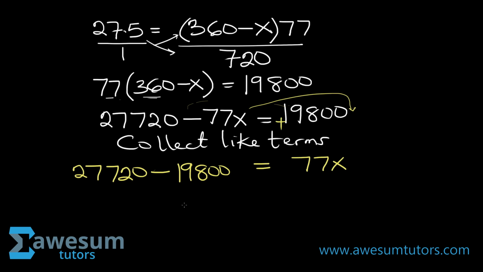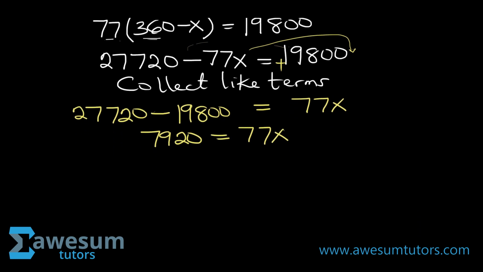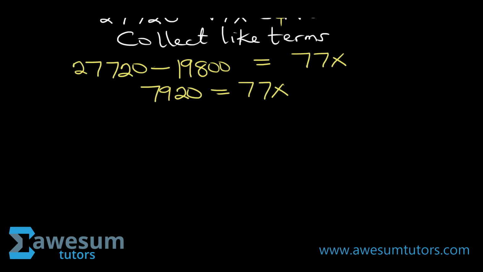So now what do we have? 27,720 minus 19,800. That's going to give me 7,920. Now equals to 77x. Now this is pretty easy, right? You are trying to find x. What do you do? You divide both sides by 77. So in that case, I'll divide this by 77. I divide this by 77, right? And you realize that your x eventually is going to be this. Will cancel this.